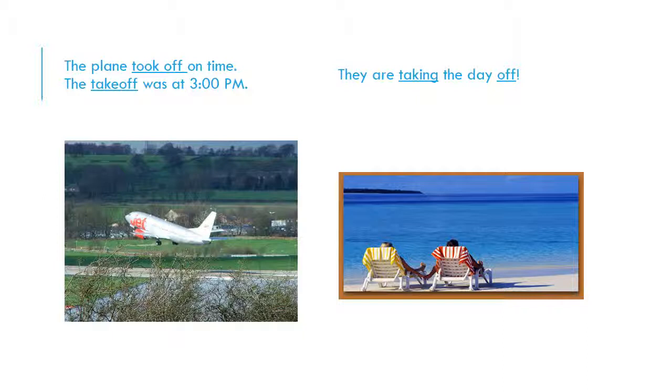So on the left we have the airplane and it is leaving the ground. So we can say the plane took off on time. It means it left the ground at the right time. Now there's also a noun form with take off in this meaning. And the noun form is one word, takeoff. We can say the takeoff was at 3 p.m. So the plane took off on time. That's the verb form. The takeoff was at 3 p.m. That's the noun form. Okay.